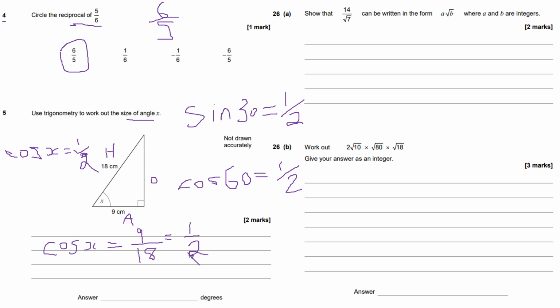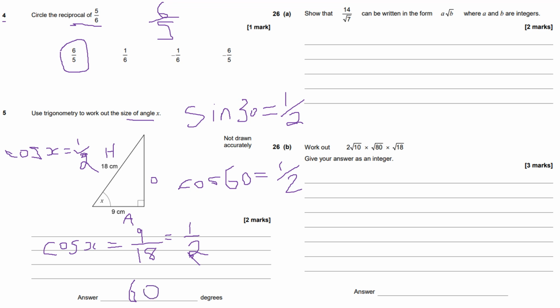For the foundation tier, they only expect you to know sine 30 and cos 60. Sine 30 is a half and cos 60 is equal to a half. For the higher tier, they expect you to know sine 0, sine 30, sine 45, sine 60, and sine of 90. And conversely, cos 0, cos 30, cos 45, cos 60, and cos 90. So make sure that you spend time learning those exact trig values. For that question, the answer here is 60 degrees.